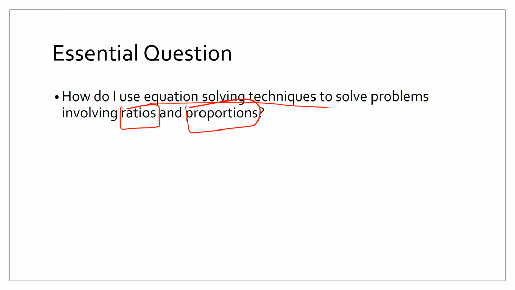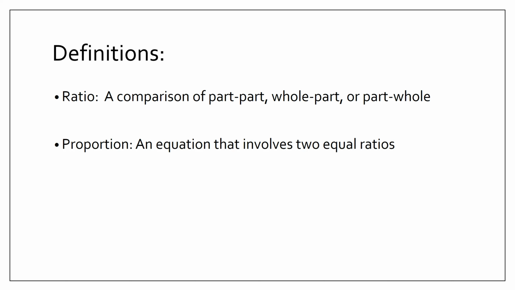You've definitely learned this before, and I think you'll recognize what we're talking about as soon as we get into it. So a ratio is a comparison of part to part, whole to part, or part to whole. It can compare those three different things, and we'll look at an example. It'll make the definition make more sense.